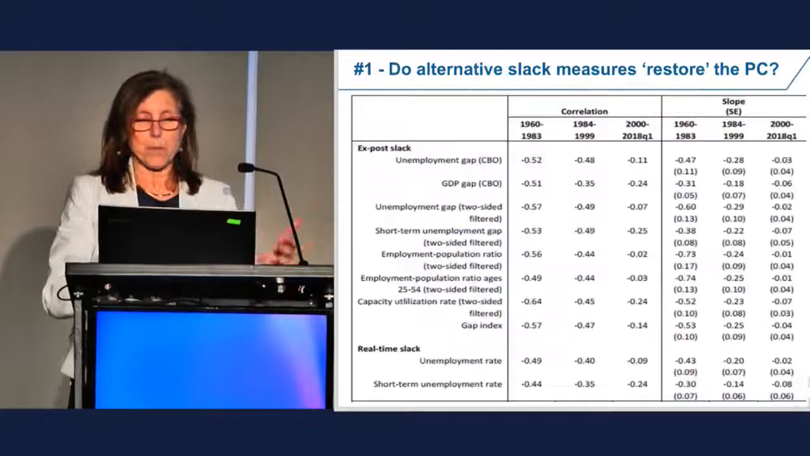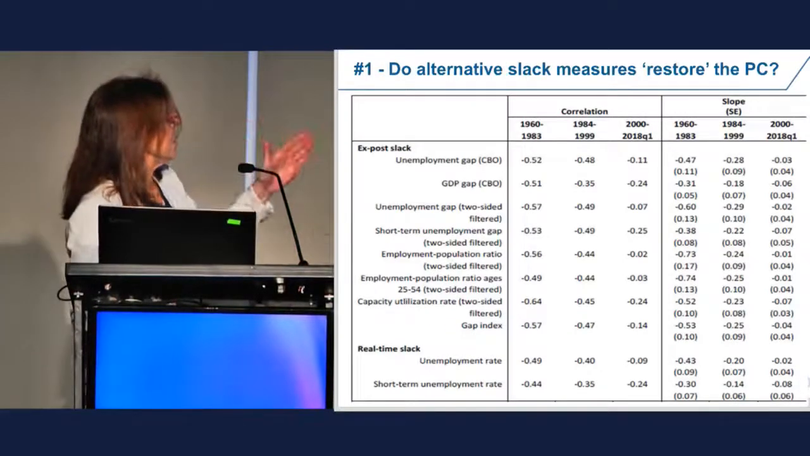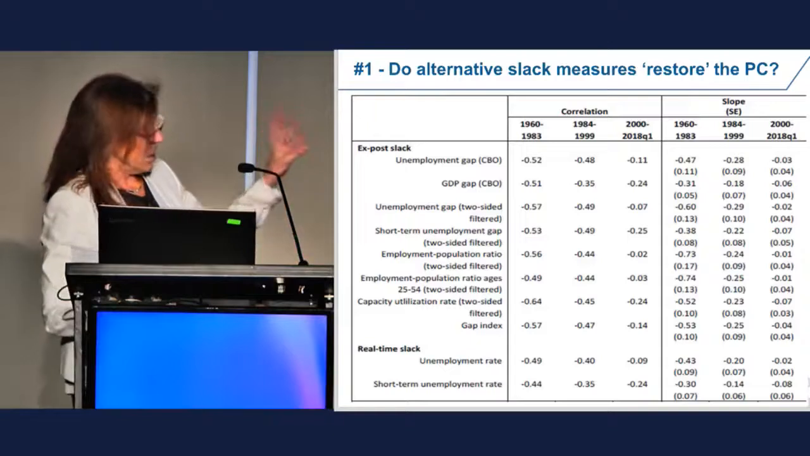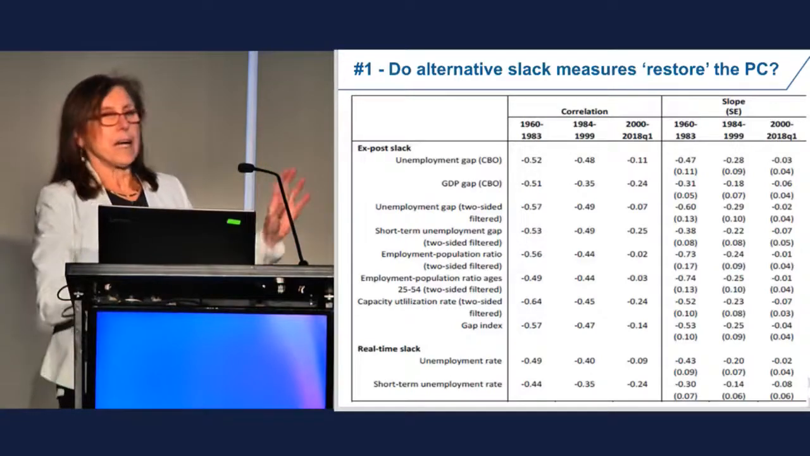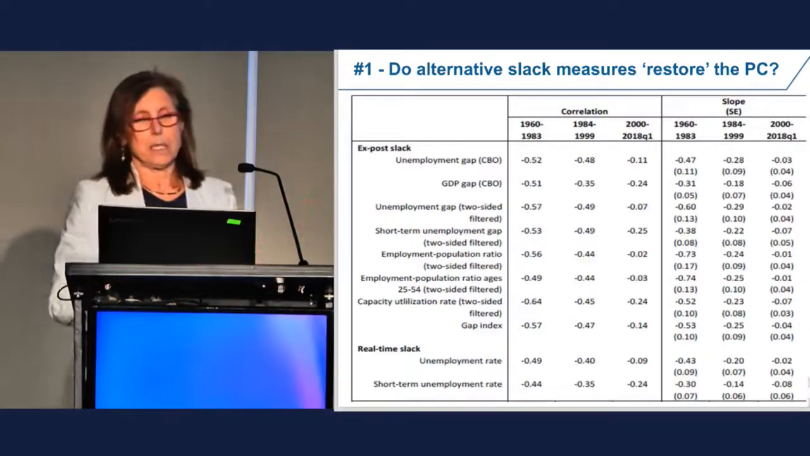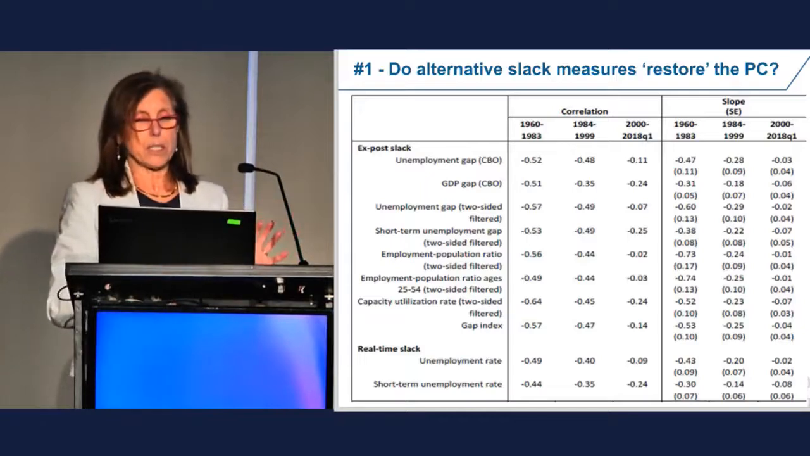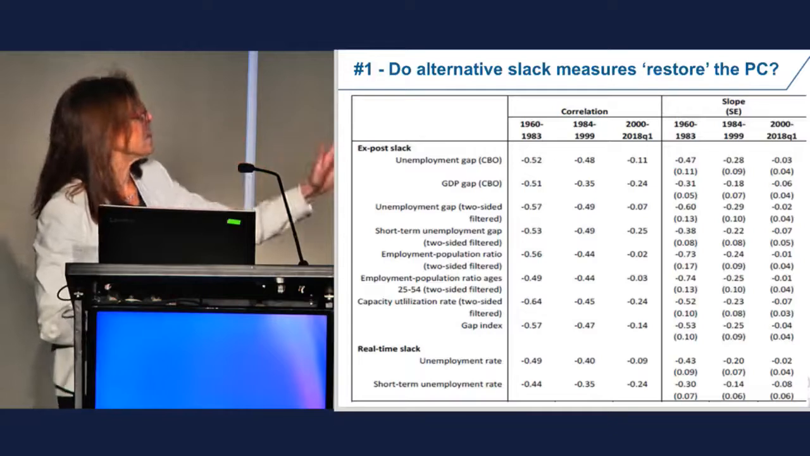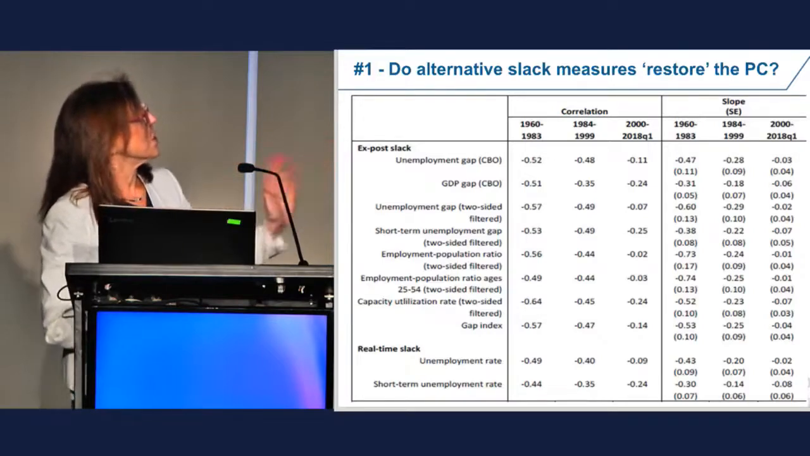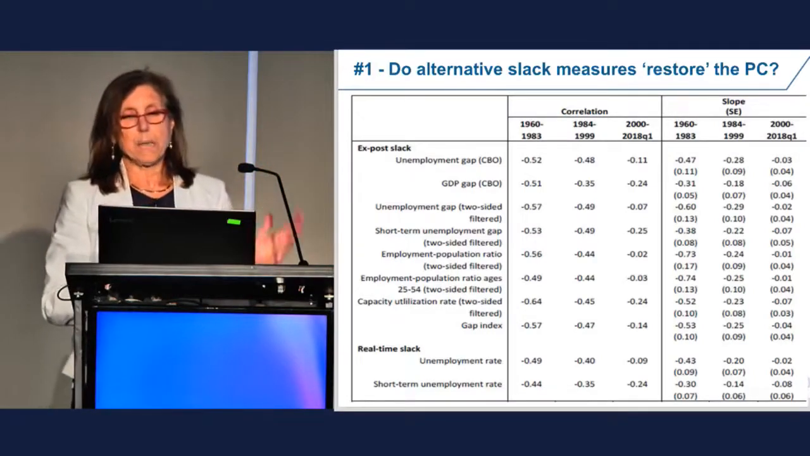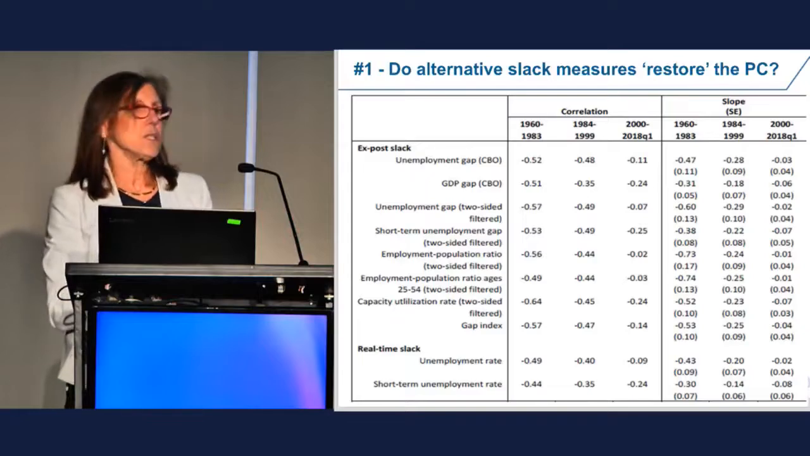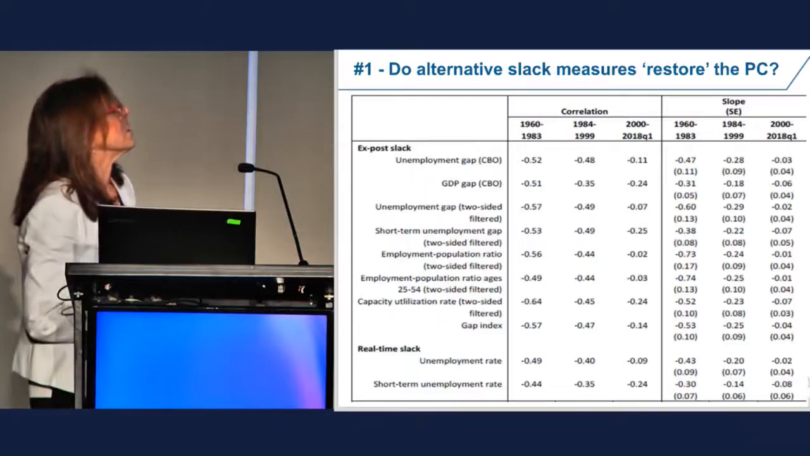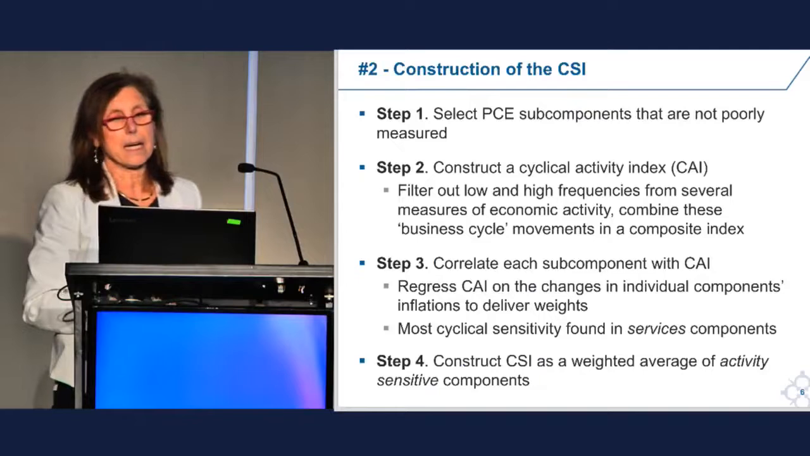I don't want to bother you with more tables, but this is what they do. On the left, in the first column, there are all the various slack measures. Notice they are all variations of unemployment or employment output, employment population ratio. And then you move left to right, you see that across periods the correlation is reduced, the slope of the Phillips curve becomes almost insignificant. And so they move to the second step, which is the construction of this CSI.